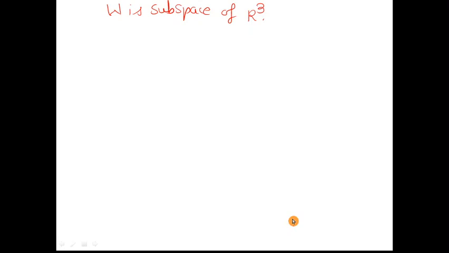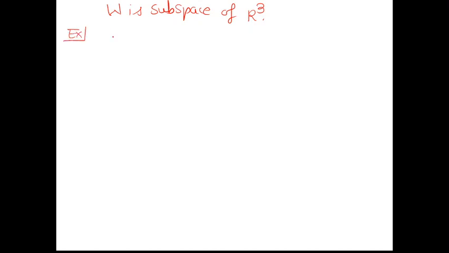So always remember, if any set is not a subspace, it's sufficient to prove that one of the conditions fails. Right? So to prove that any set is not a subspace, it's sufficient to show that any one of the three conditions fails. Based on this, now I am taking one example.